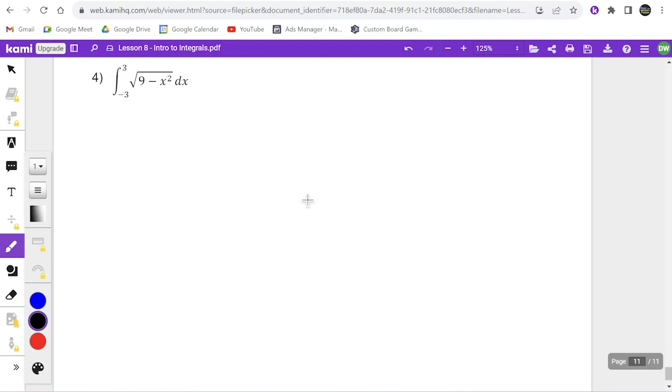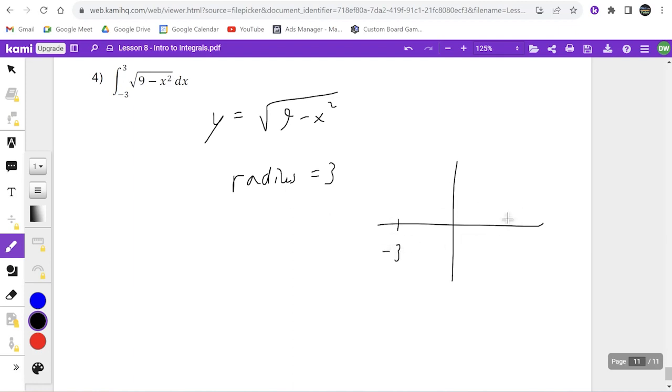And time's up. So hopefully you realize for this one, this is going to be the semicircle example, where the radius is equal to the square root of 9, which of course is 3. So in other words, if I graph this, here's negative 3 over here, positive 3 over here, and you get this semicircle right here.